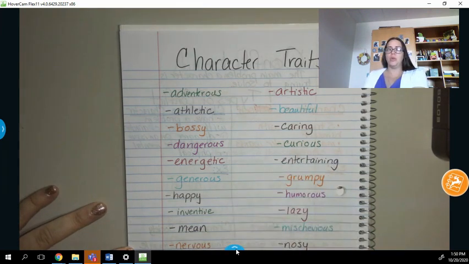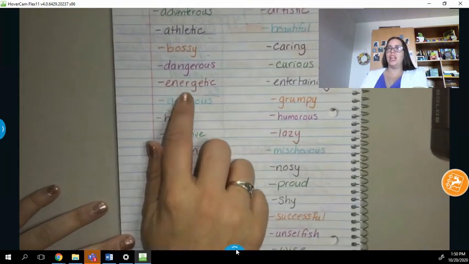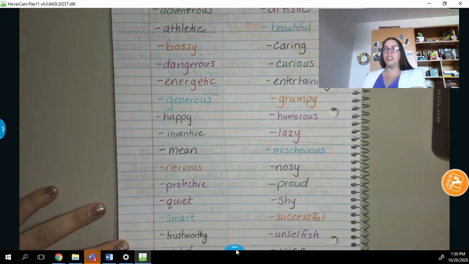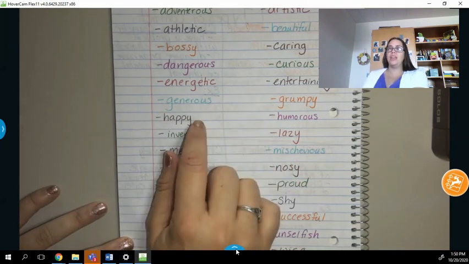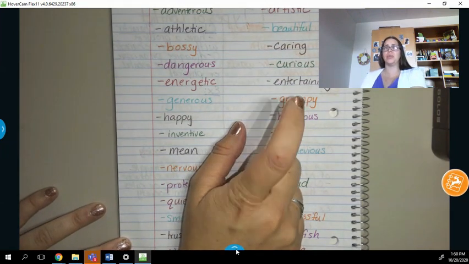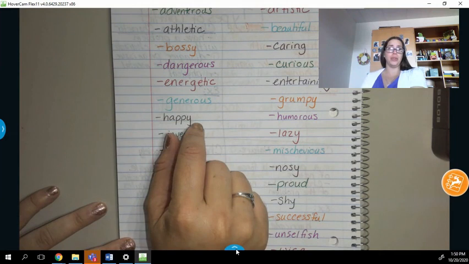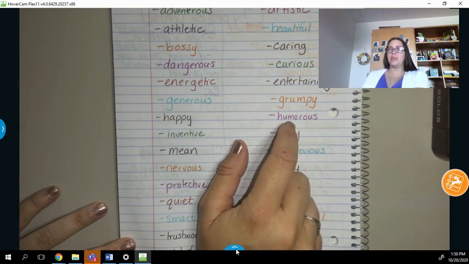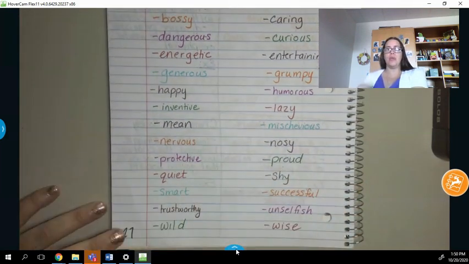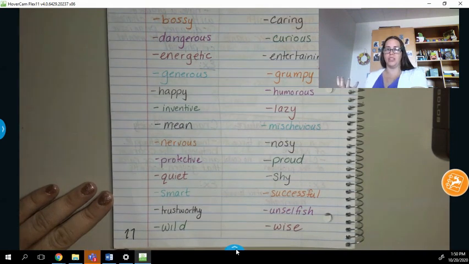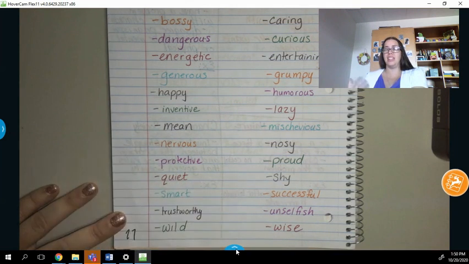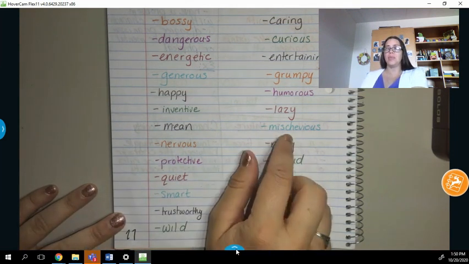You can also have someone who is curious, energetic, entertaining, somebody who keeps your eyes and your attention, generous, grumpy, happy. Grumpy would be like one of your 7 dwarves from Snow White. Happy would also be one of those 7 dwarves. Humorous, making you smile. Usually humorous and entertaining will be similar. You might have somebody who's inventive. They come up with some very interesting or inventive ways to solve problems. You could have somebody who's lazy or mean if it's a negative way to talk about them.